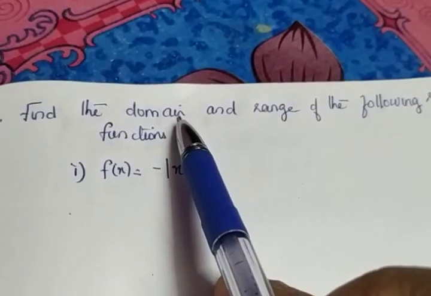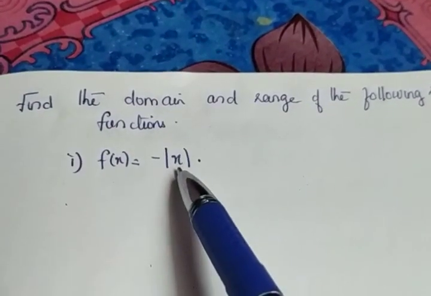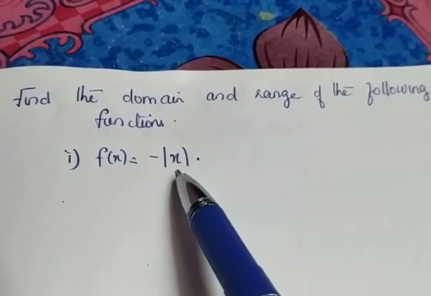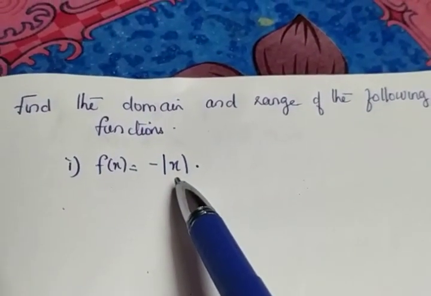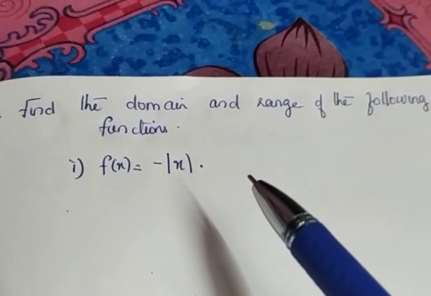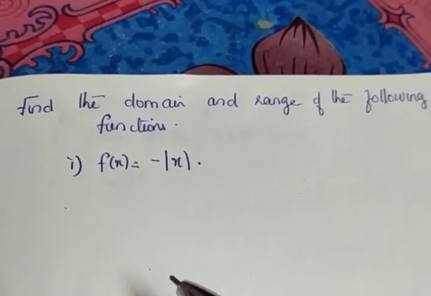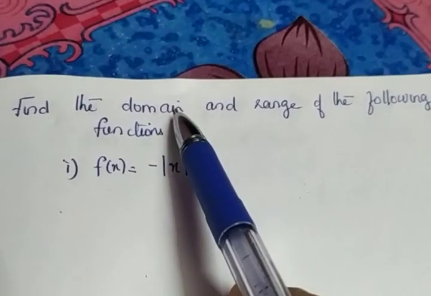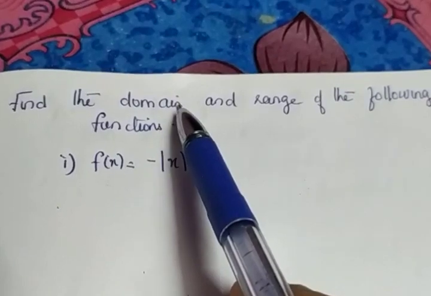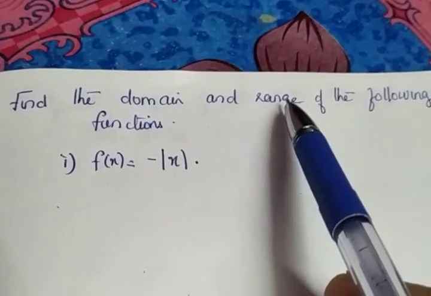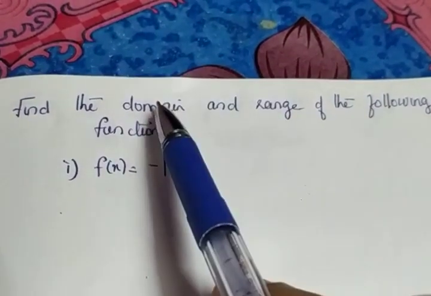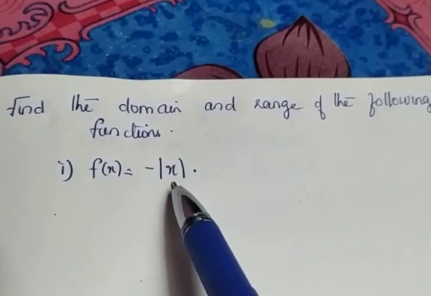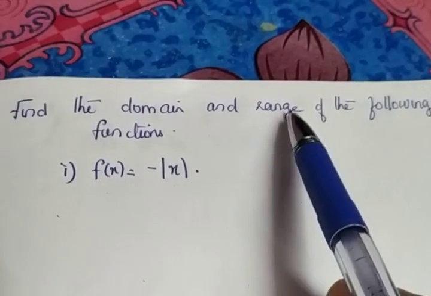To find the domain, we have to check which values x can take. We will start with the real numbers and then make the set smaller in size: integers, whole numbers, natural numbers, like that. So the domain is the set which satisfies the x value. And to find the range, we already calculated the domain, so by substituting the values of x, what we get for f of x will become the range.